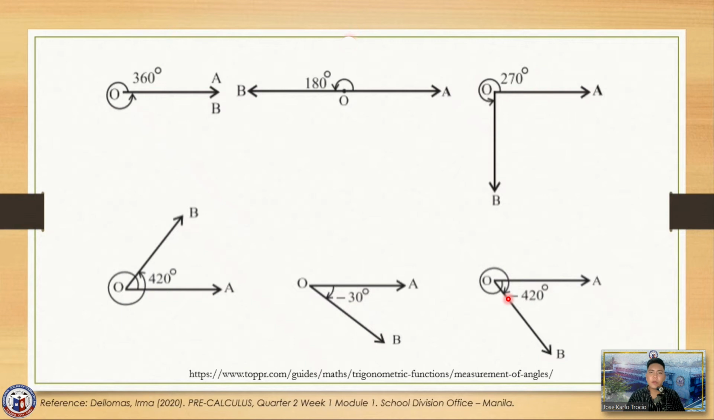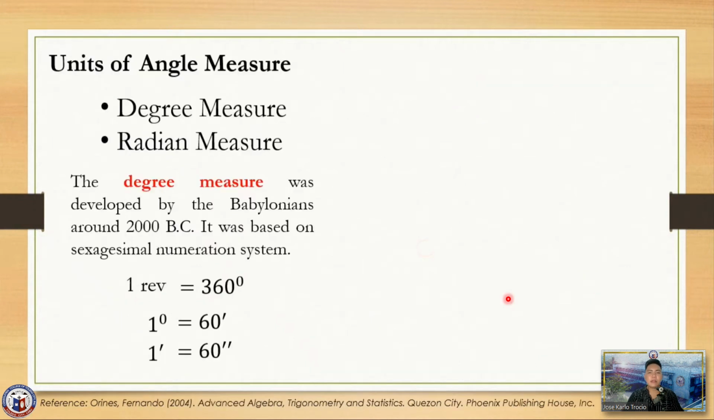So I hope you were able to review with these angles. We have two units of angle measure. First, we are very familiar with the degree measure, while the radian measure is a little bit new for us, but we know that the word radian comes from the word radius, or something to do with the circle, with the pi, right? With the unit circle. The degree measure was developed by the Babylonians and the Sumerians around 2000 BC. It was based on the sexagesimal numeration system.